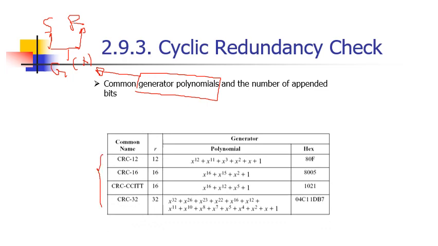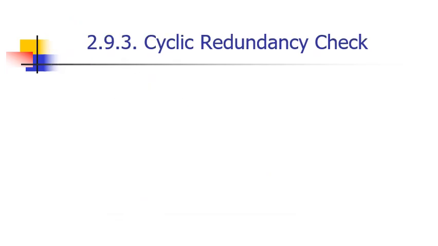Okay, good. And here are well-known generator polynomials. This is a generator polynomial named CRC12, CRC16, CRC-CCITT, composed of 16 bits, CRC32. All right, so you and the receiver have to agree on one of these generator polynomials.